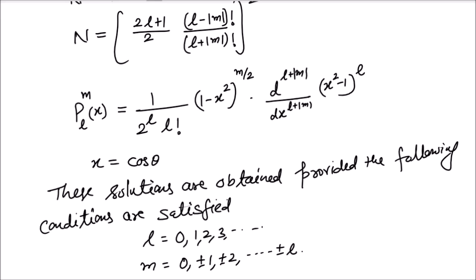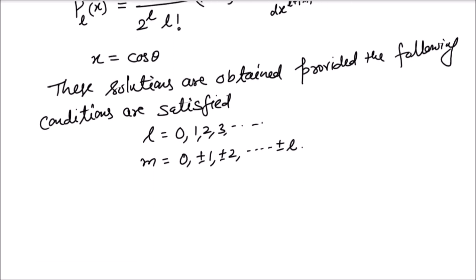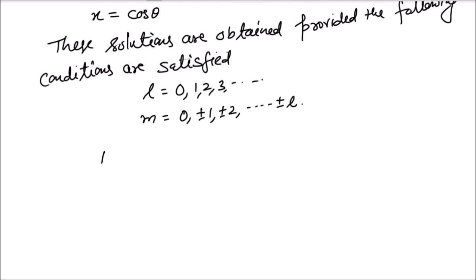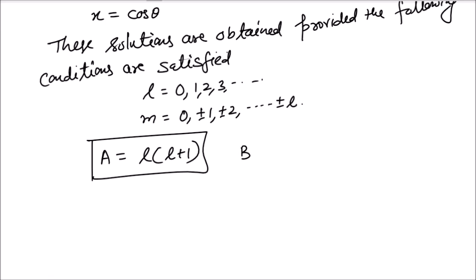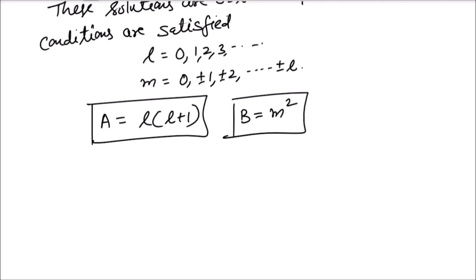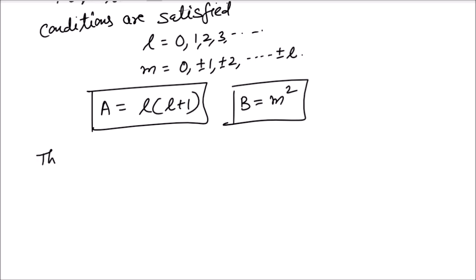Okay, now this quantum number L, see here A is taken as L into L plus 1. Like B, we have taken M square. A is L into L plus 1. On the basis of that, we have derived those solutions. And these are all quantum numbers.